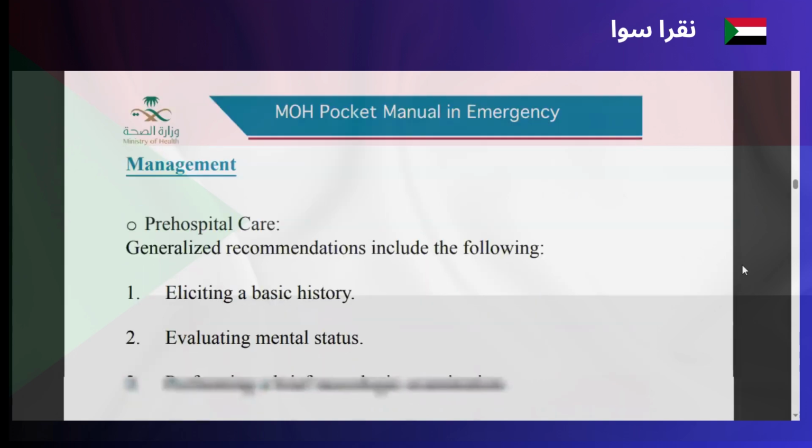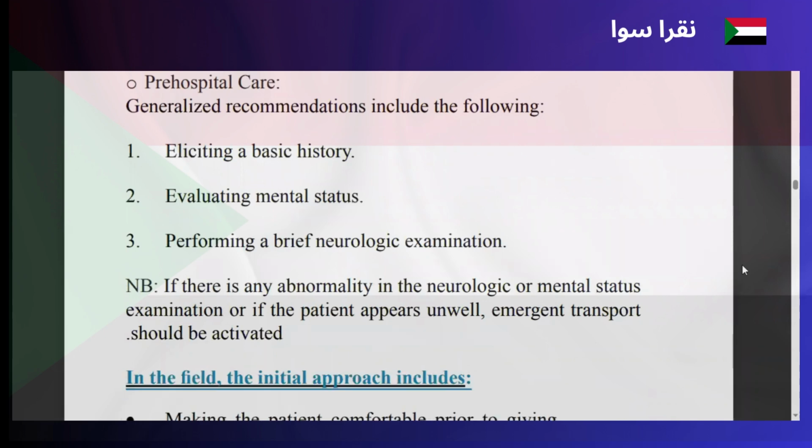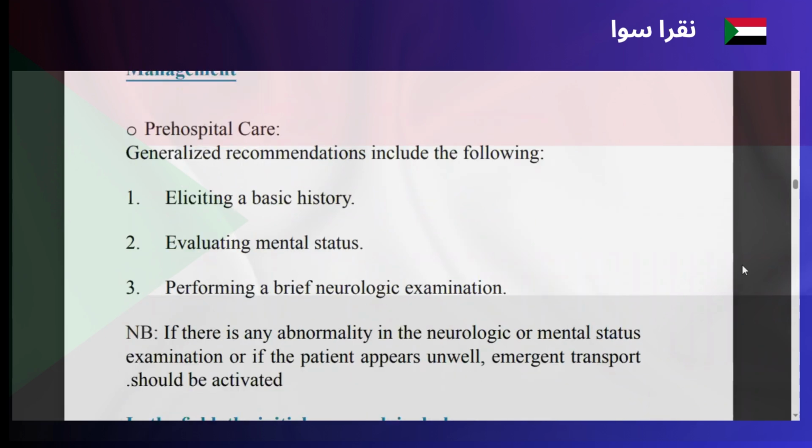So what is the management? The management for acute headache: we have pre-hospital care and hospital care. Pre-hospital care, the generalized recommendation includes the following: eliciting a basic history, evaluating mental status, performing a brief neurological examination. If there is any abnormality in the neurologic or mental state examination or if the patient appears unwell, emergent transport should be activated.